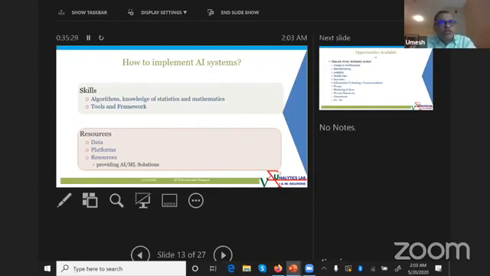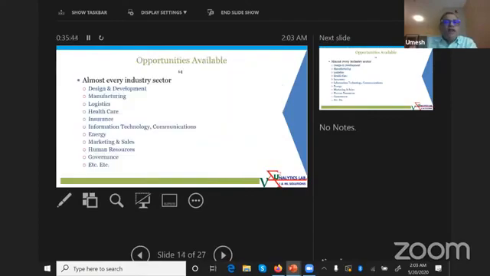And once somebody acquires the skills, then you need resources. The resources could be your data, the platform where you are going to deploy, and also the human resources to build these projects. And opportunities are in almost every sector. Today, data is in abundance, and every organization has plenty of data, and they don't know what to do with the data. Every sector, every industry, every company has one problem or another, and they are very curious to solve these problems using machine learning and build an artificial intelligence system.